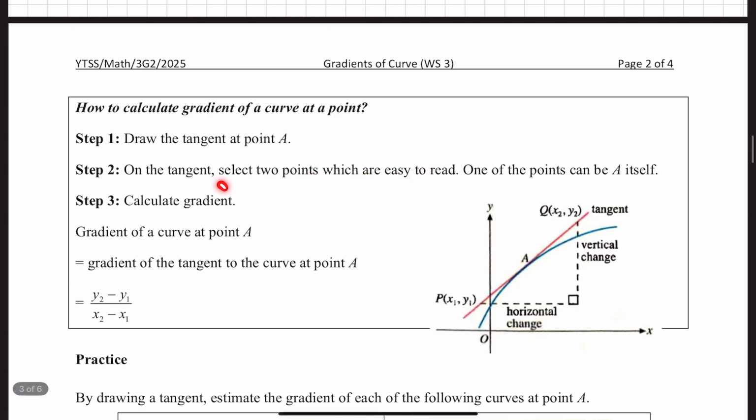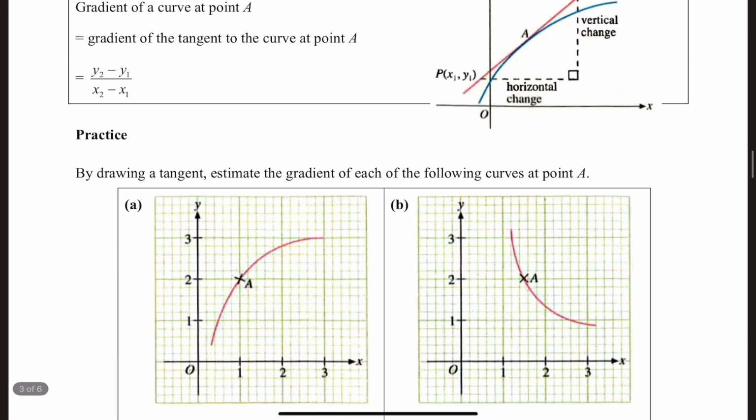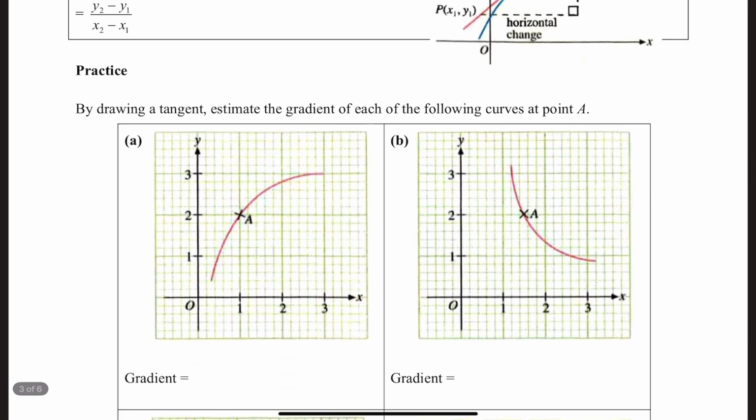Then we can calculate the gradient of the tangent by using y2 minus y1 over x2 minus x1. Then the gradient here is the gradient of the curve at a point. Okay, so let's do some practice so that you can better understand. I'll need you to have a pencil as well as a ruler in order to draw tangents. So please prepare that.